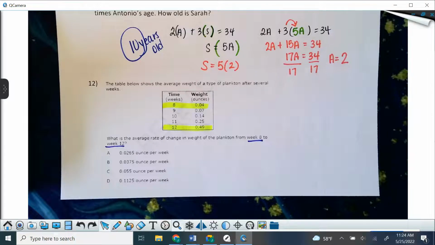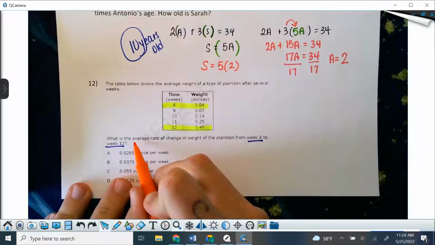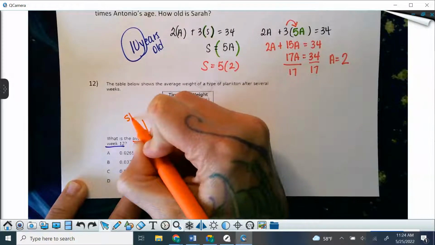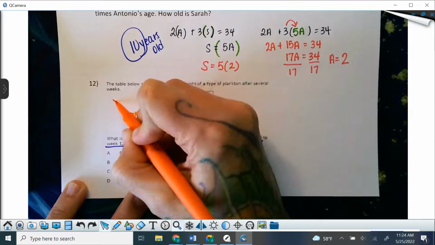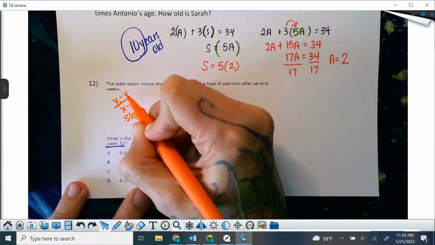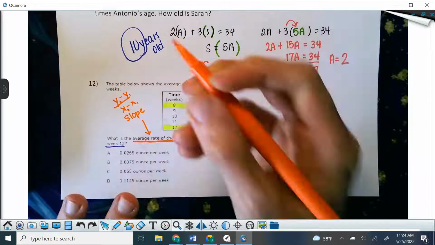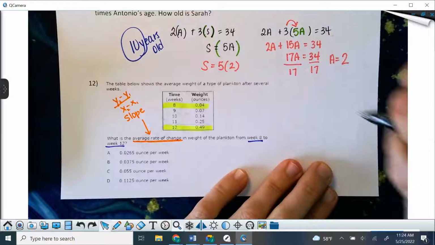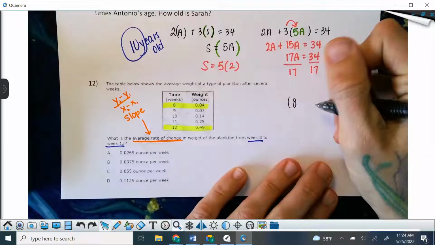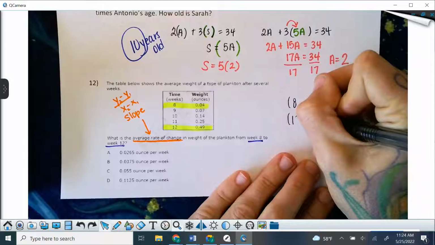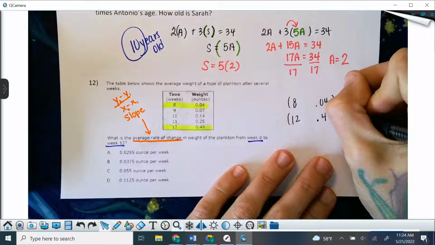And hopefully as soon as you saw the words average rate of change, you know that is slope, which is rise over run, or y minus y over x minus x. And I think it's y2 minus y1 is what a lot of 8th grade teachers taught you. As I've told you before, I'm a big stack them, subtract them, and all that good fun stuff. So 8.04, 12.49.